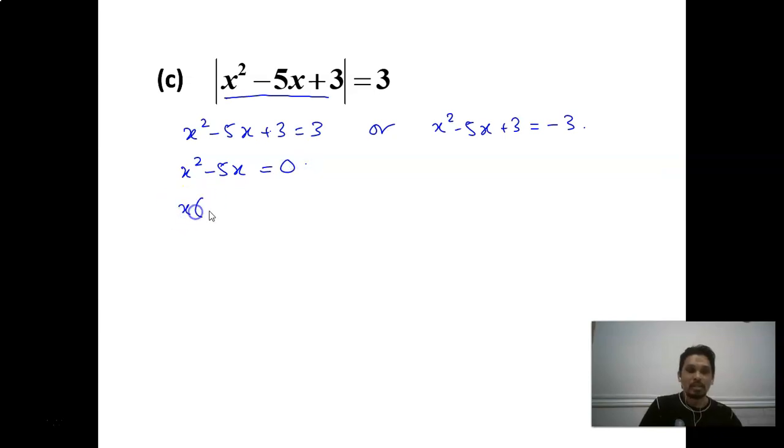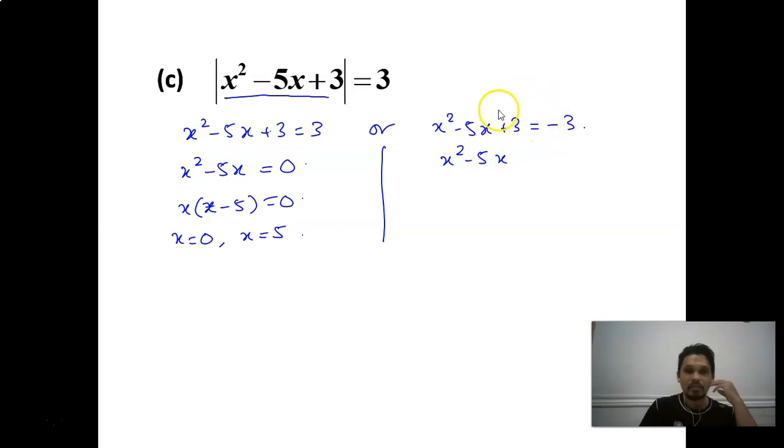So then x times x minus 5 equal to 0. Okay, so on this side, we come up with the first conclusion where x equal to 0 and x equal to 5. And this one here now, x squared minus 5x, negative 3 becomes positive, so 3 plus 3 equal to 6. And factorize this.